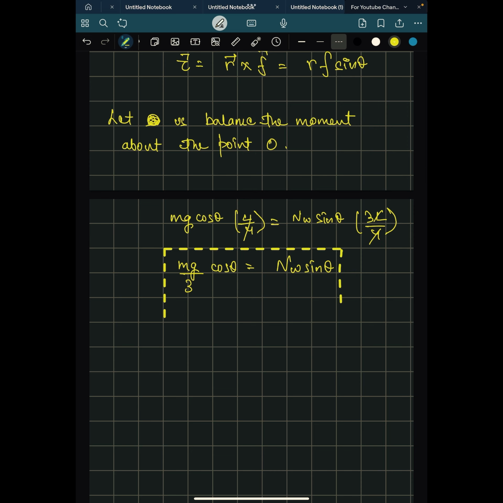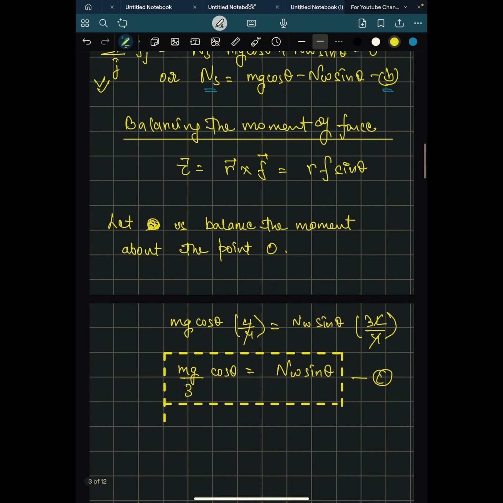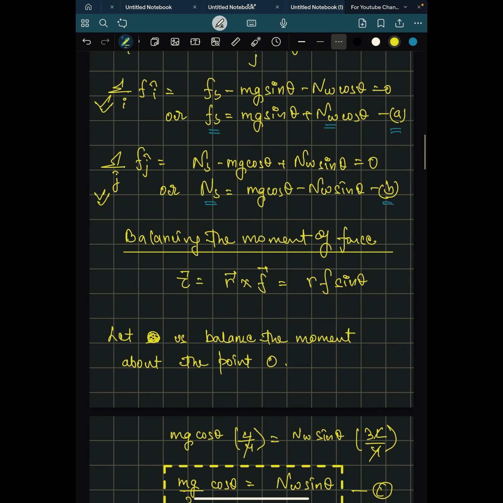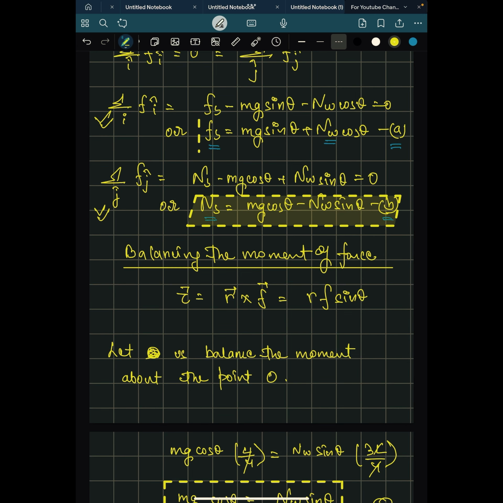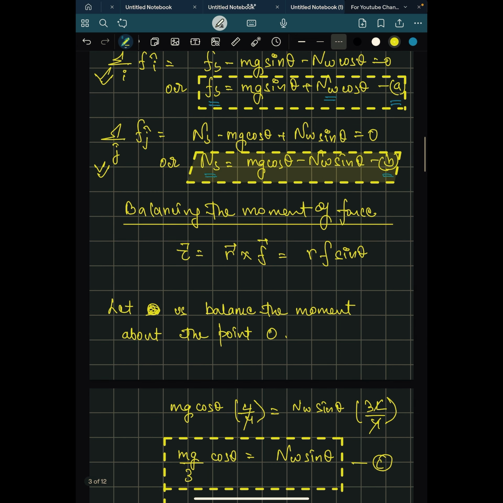So now we already have these three equations, equation A, B and equation C. Let's call this equation number C. This is B, and we have labeled this as A. So now we have three equations and three unknowns. So that will be identified with the help of these three equations.